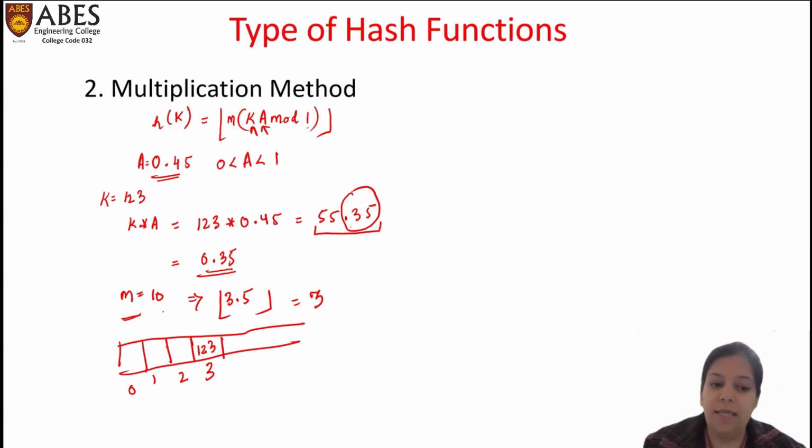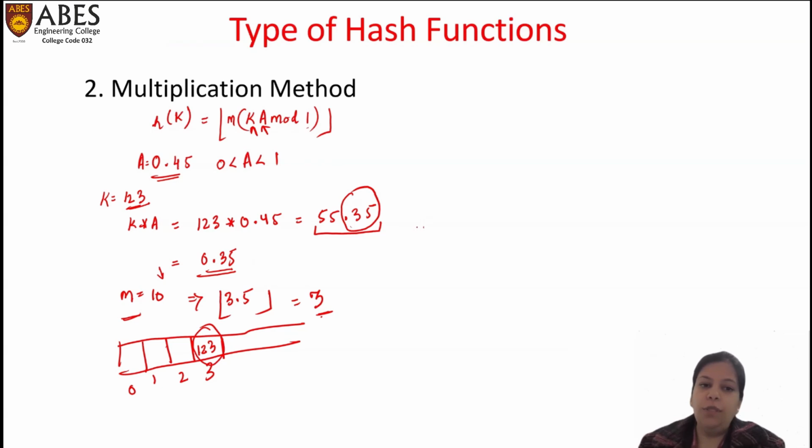Here the table size is 10, so we have multiplied it with 10. If the table size would have been 100, then we would have multiplied it with 100, such that we will get 2 digits, and we can easily map it from 0 to 99. So here we have got the number 3. That means the key value 123 will be mapped to the index 3 in the table.